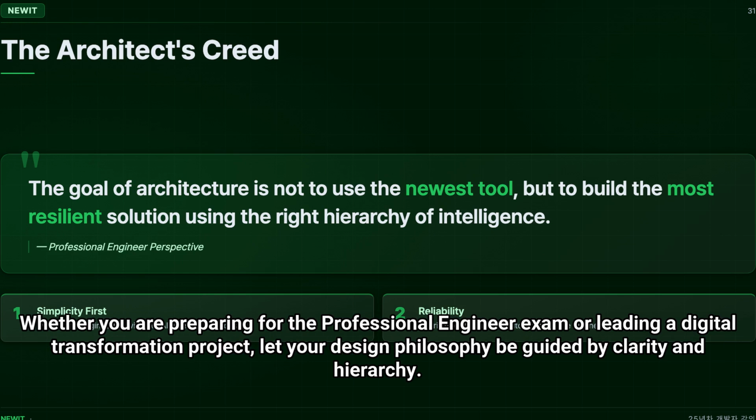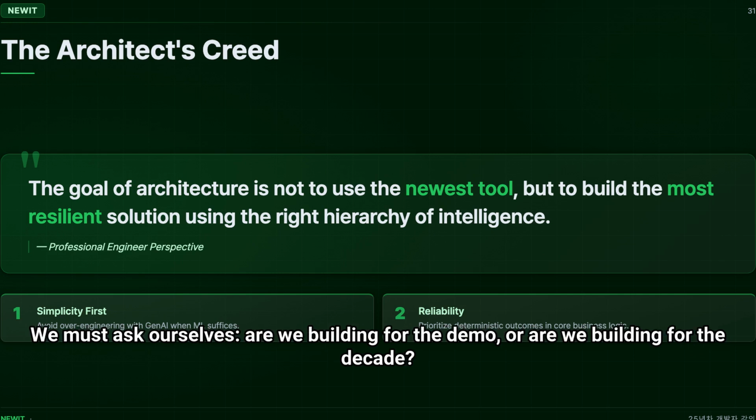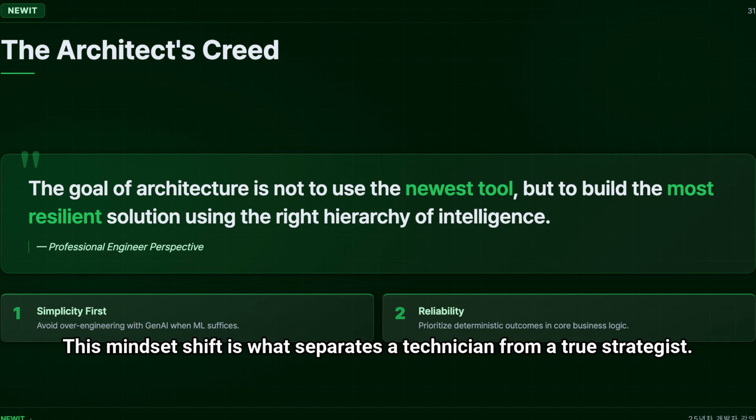Whether you are preparing for the professional engineer exam or leading a digital transformation project, let your design philosophy be guided by clarity and hierarchy. Do not let the hype cloud your judgment. Instead, let the hierarchy empower your decisions. We must ask ourselves, are we building for the demo, or are we building for the decade? This mindset shift is what separates a technician from a true strategist.